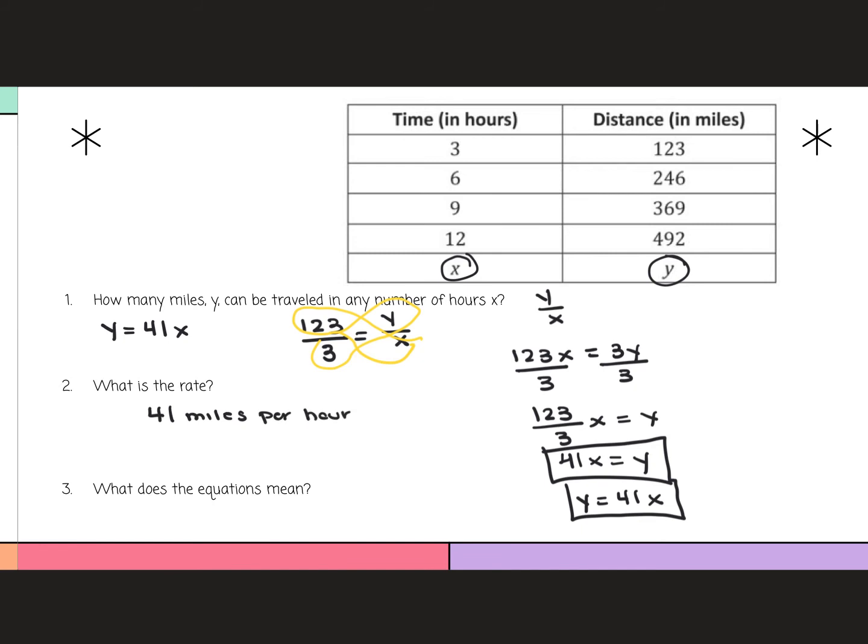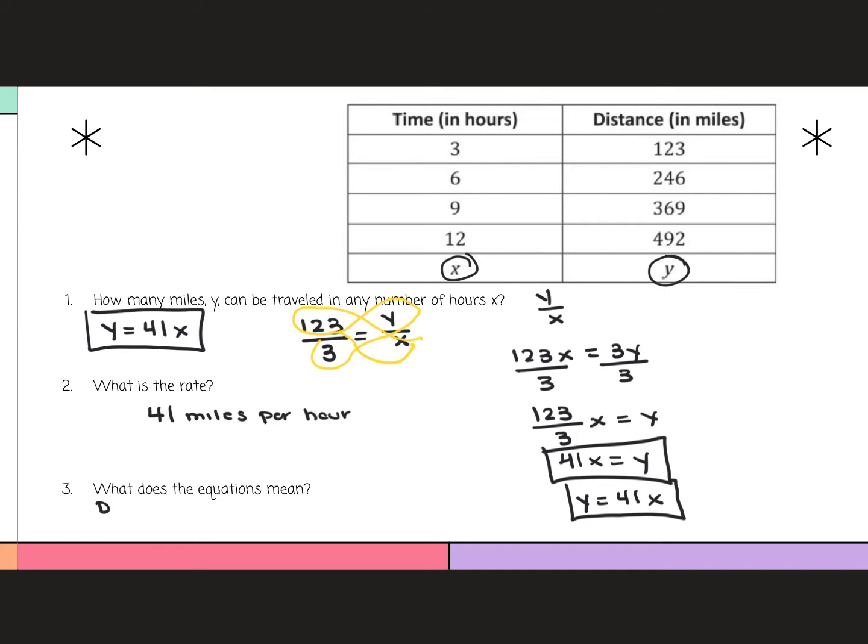All right. So now, what does this equation mean? So we look at y equals 41x. What does that mean? In simple terms, that just means that the distance traveled y is equal to the rate of 40 miles per hour multiplied by the number of hours traveled. All right. So we can make it a little bit simpler.